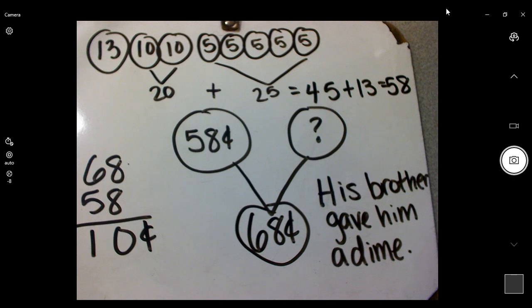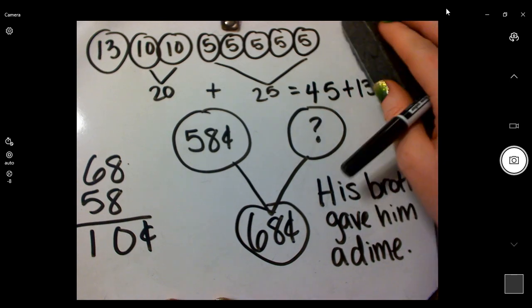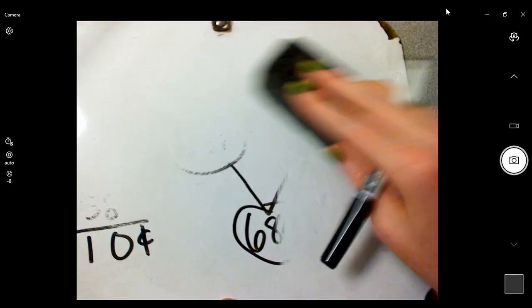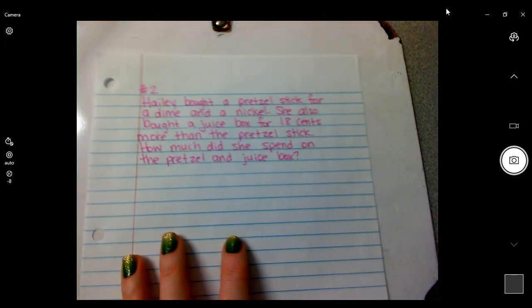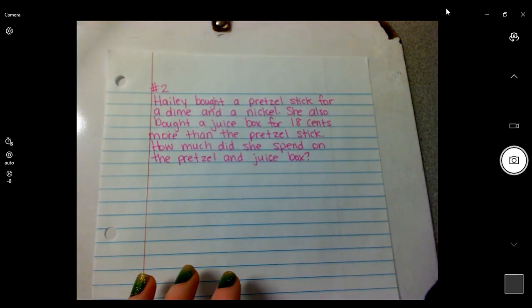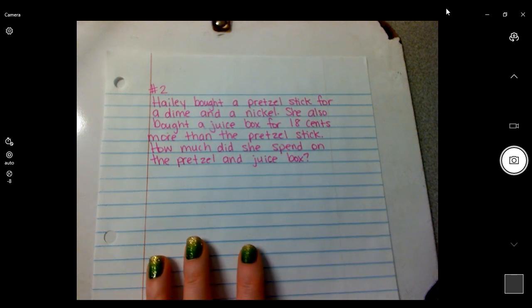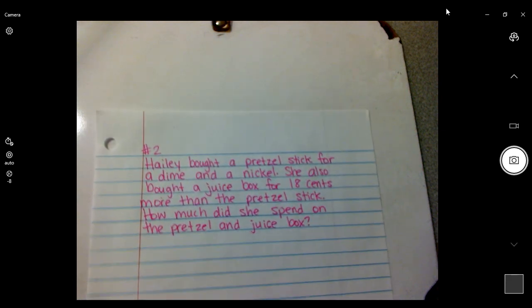The second one is solving a two-step word problem with a different one. This word problem is, Haley bought a pretzel stick for a dime and a nickel. She also bought a juice box for 18 cents more than the pretzel stick. How much did she spend on the pretzel and juice box? Wow, lots of information here. So let's go one thing at a time.